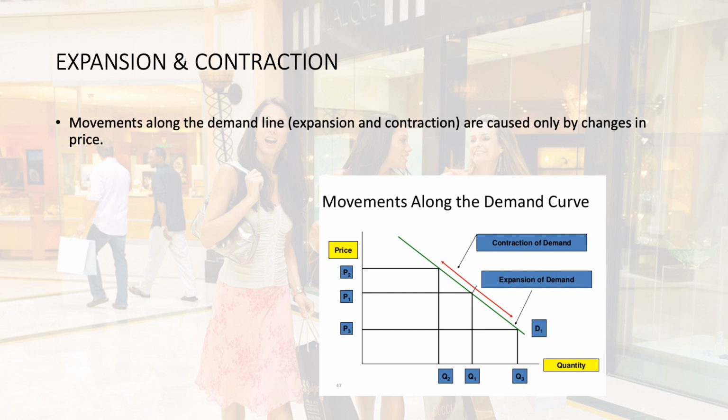So we talk about movements along the demand line. They're known as expansions and contractions, but they are only caused by changes in price. As I've said before, maybe the best way of thinking about this is that expansion and contraction start with E and C, and you'll notice that the last two letters of price are C and E, so it's an easy way to remember. If the change is because of the price, the demand line is going to have an expansion or a contraction along the demand line simply because price has changed.